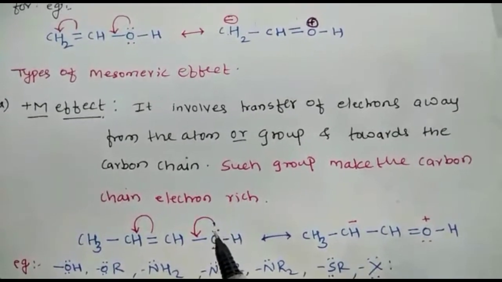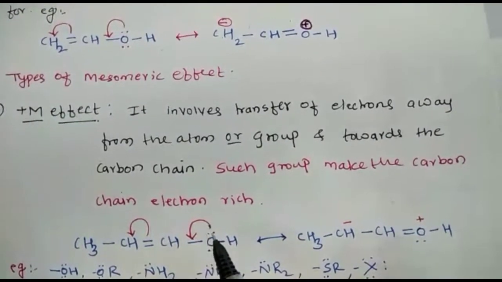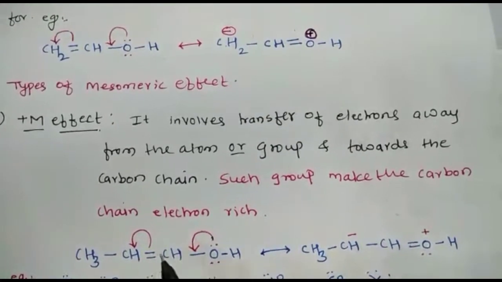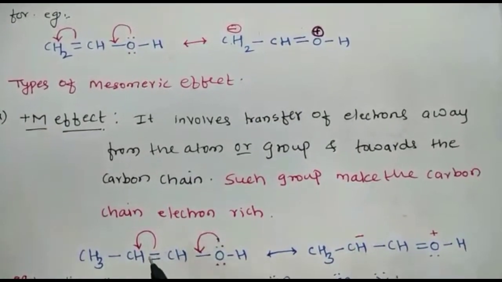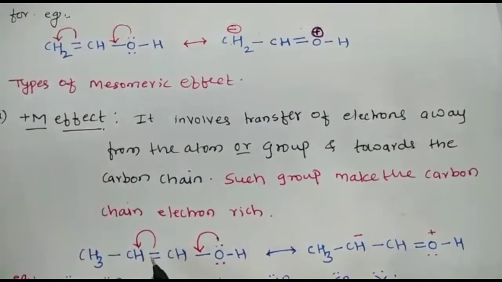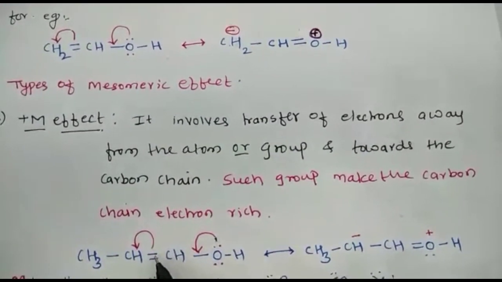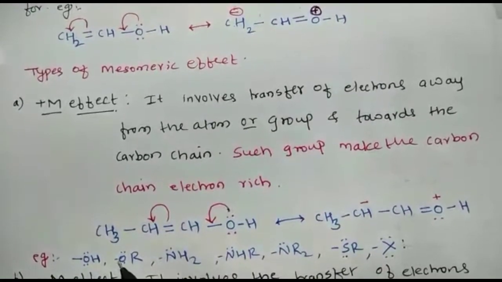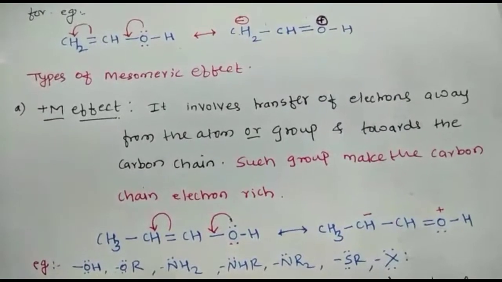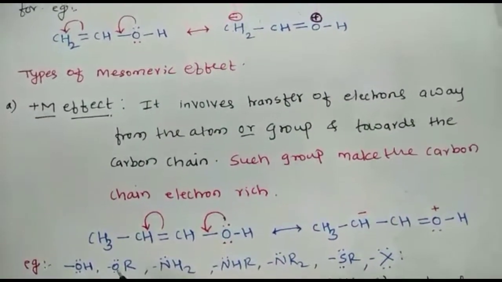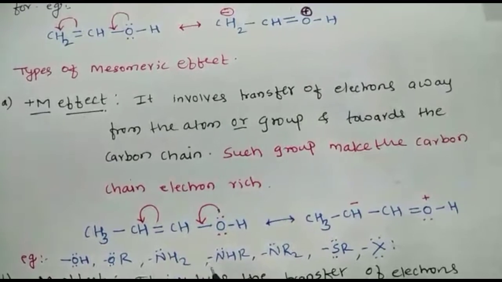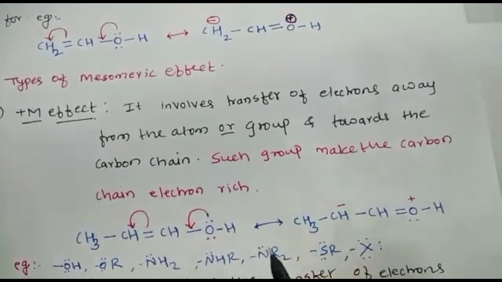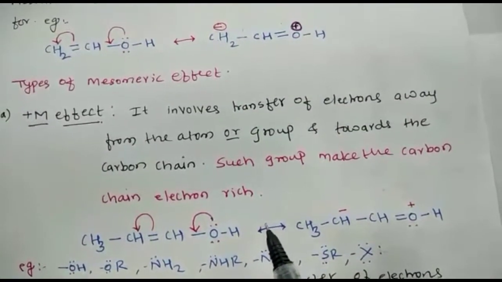These lone pair electrons are given to the chain, and they should be in conjugation with the pi bonds. The lone pair and the bond pair, in the sense of pi bonds, are both in conjugation. Now, some examples of groups or atoms which donate an electron pair: the OH group shows the plus M effect, as do the OR group, NH2 amine group, NHR group, NR2 group, SR group and halogen groups. They produce the plus M, positive mesomeric effect.